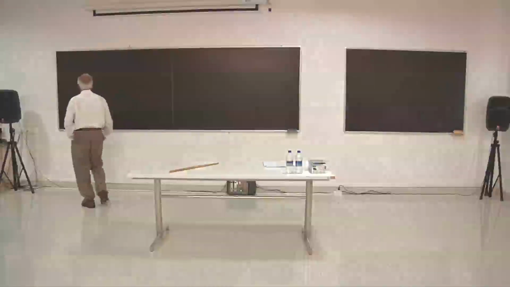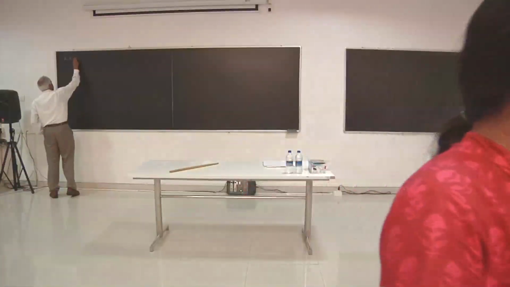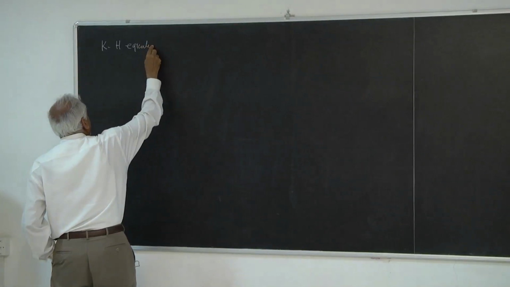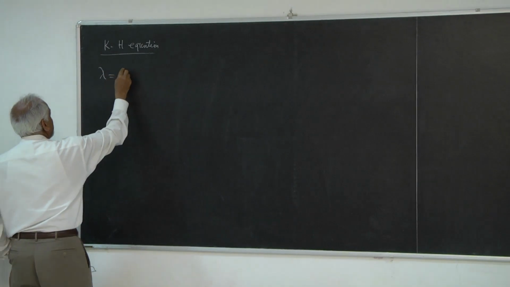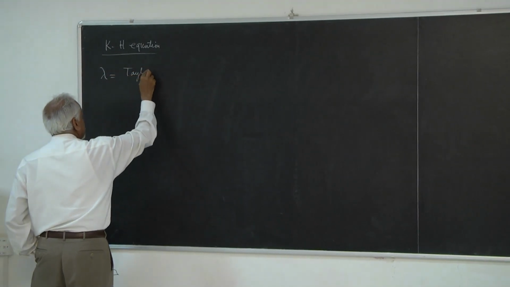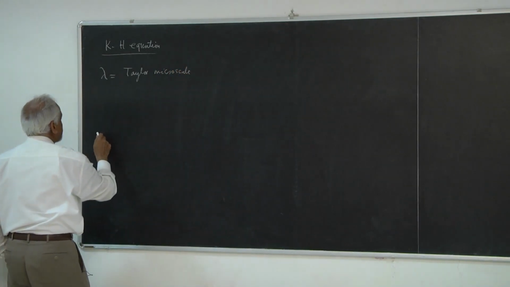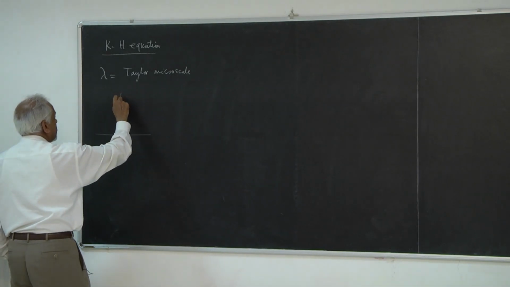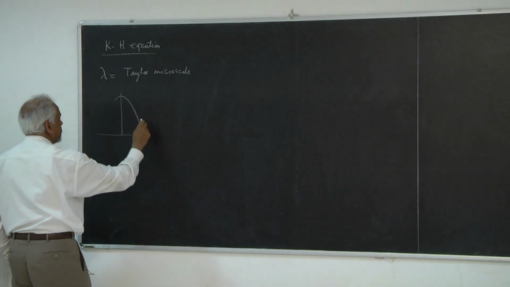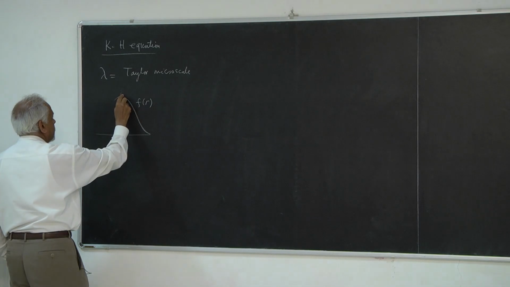So I introduced yesterday the Karman-Howard equation and also defined this length scale called the Taylor microscale, which was related to the behavior at the origin of this function f of r. So we fitted a lowest order fit to that, which was a parabola.